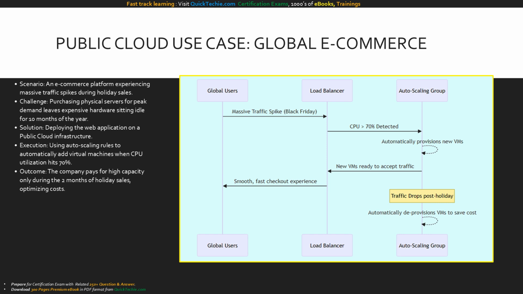The solution is strictly deploying your web frontend on a public cloud. How do we execute this? We configure intelligent auto-scaling rules. We tell the cloud provider, if the average CPU utilization of my web servers exceeds 70%, automatically provision and add more servers to the cluster. When the traffic dies down, the rules automatically terminate those extra servers. The outcome is pure financial efficiency. You are paying for that massive compute power only during the exact hours or days your customers are actually hitting your site.